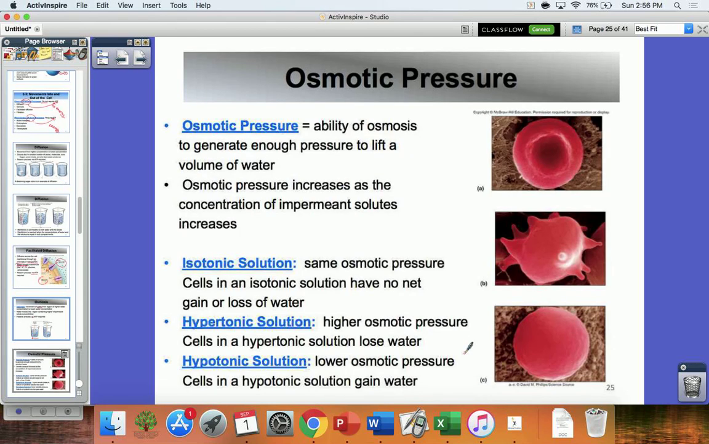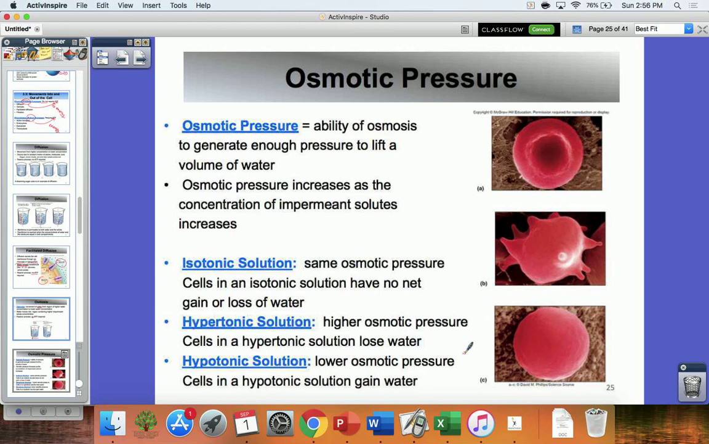All right, so the reason why it moves is because of pressure, specifically osmotic pressure. And osmotic pressure is going to cause the movement of that water concentration from high to low. But where the solutes are the highest, that's where water is going to move towards.